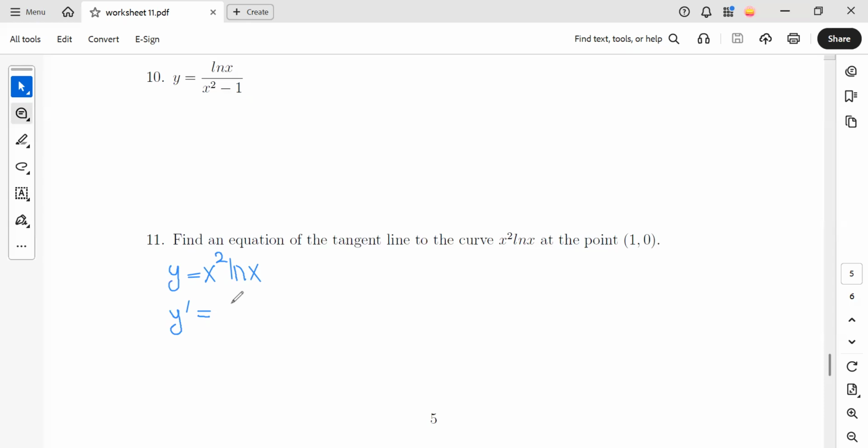So copy the first one, derivative of the second one, which is 1 over x. Copy the second one, ln of x, times the derivative of the first one, which is 2 times x. After simplifying, we would have x plus 2x ln of x. And the point is x equals 1.